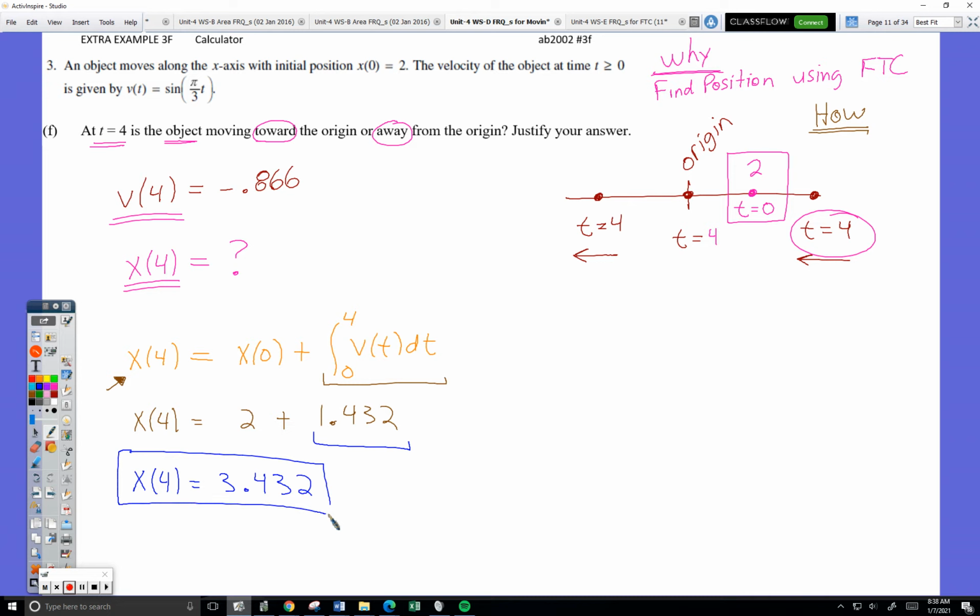So now that I know the particle is at that location, I know the particle is over here somewhere. And at that moment, the velocity is negative, so the particle is moving towards the origin. Questions about anything? You want me to redo anything? Talk about it in more detail, talk about it differently, anything.